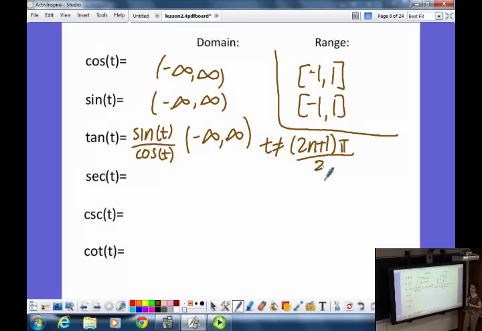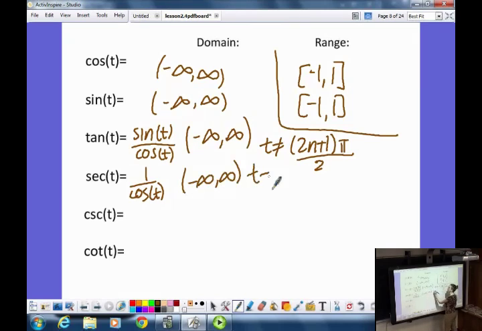So what's secant of t in terms of sines and cosines? What's secant of t as a reciprocal? 1 over cosine of t. So what's a number we can never divide by? 0. So when is cosine of t equal to 0? Same values as tangent. Yep, the same values as tangent. So we can plug in all reals, but t cannot equal any odd number times pi over 2.